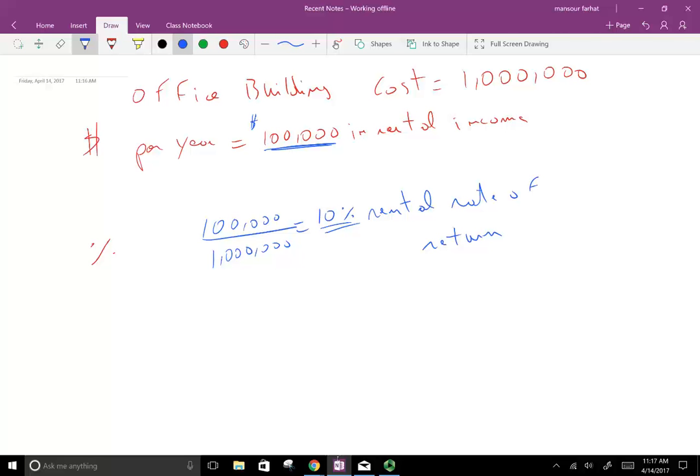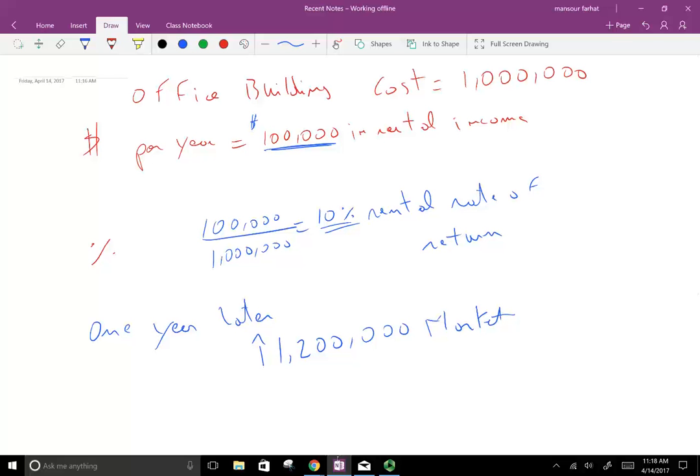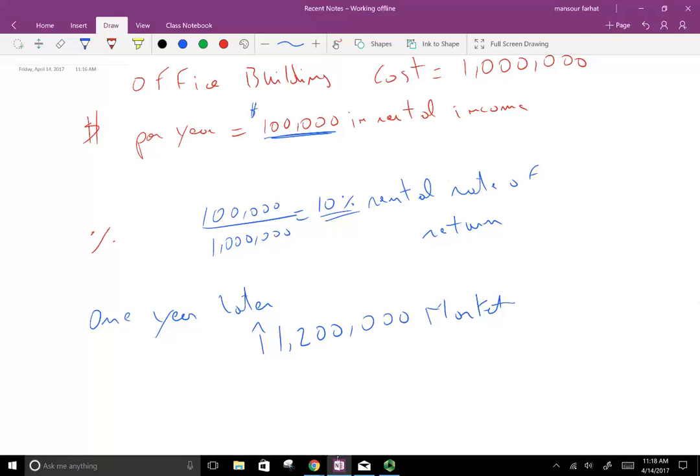Now, also, let's make another assumption. So this is one thing. So a year later, you earned 100,000. Also, let's assume 1 year later, the value of this building, the office building, went up because the value of the property went up. So the market value is 1.2 million. Now, let's assume you actually sold this building. You actually sold it. Well, after you earned the 100,000, you sold it for 1.2 million.